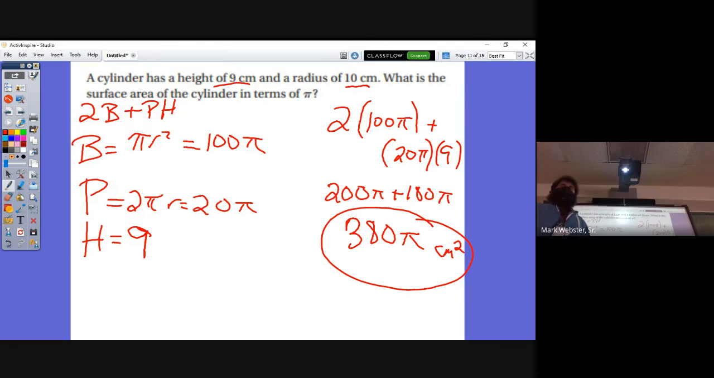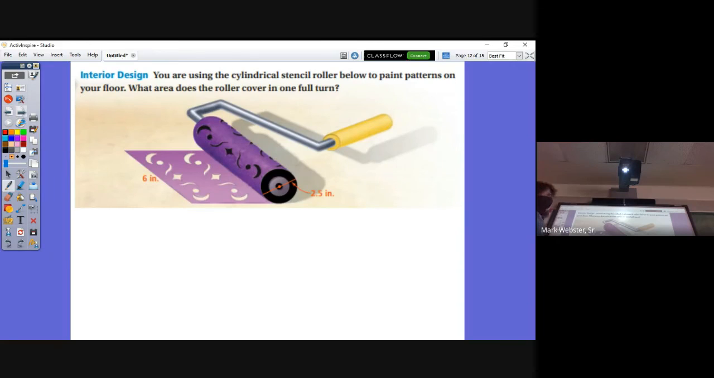Just because it's specifically a circle and someone decided that it needed to have its own name, these are basically the same problems. It's just now they're doing it with just the lateral area. And we're using a cylindrical stencil roller. We just want the lateral area part. So we just want the Ph this time, right? No bases.